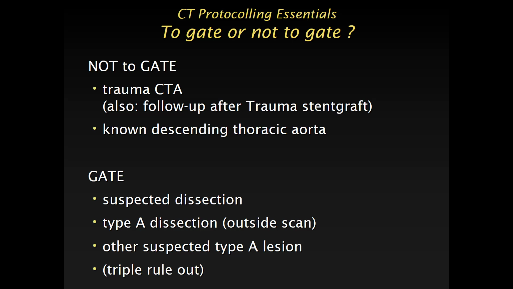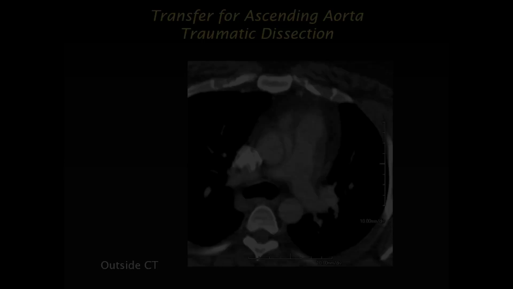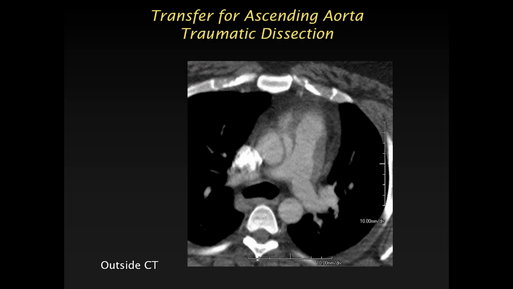When do we gate? Obviously, for suspected dissection, I'd rather gate than not gate. Then for type A dissections, when they come from outside, which means that we repeat them if a lesion is suspected, but we are not sure if that's really the case. And sometimes for triple rule-outs, which we actually do not really do. But that's a typical example of a patient where we should repeat this study.